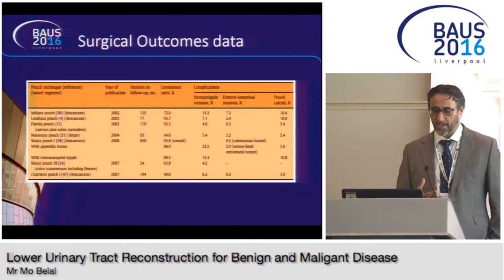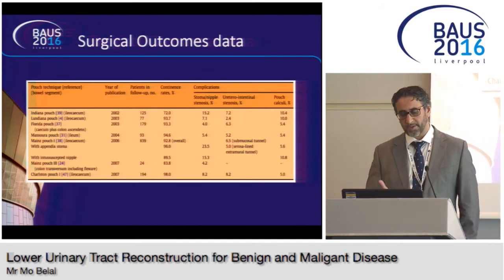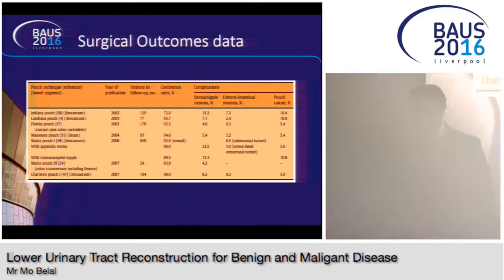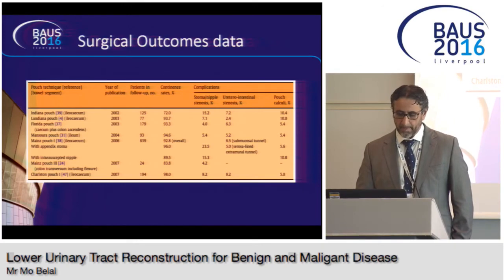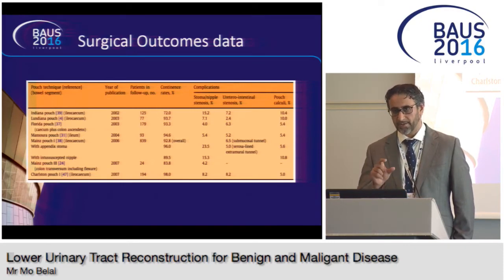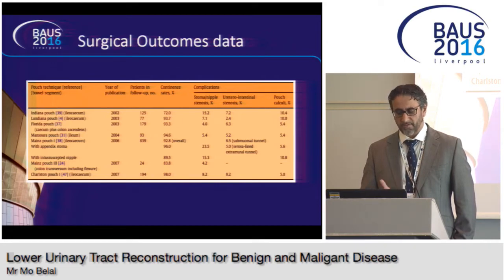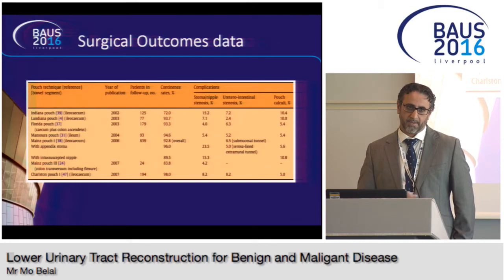So, a summary slide of all the commonly used pouches, whether it's the Indiana pouch, Florida pouch, Mansoura pouch, or MAINZ. It's fair to say that in terms of continence rates are pretty high. In terms of complication rate, complications are limited predominantly to the anastomosis at the ureter, also at the stoma and the nipple. The pouch calculi have varied from 5 to 10%, but certainly in my practice, that is a big long-term problem that I do have.